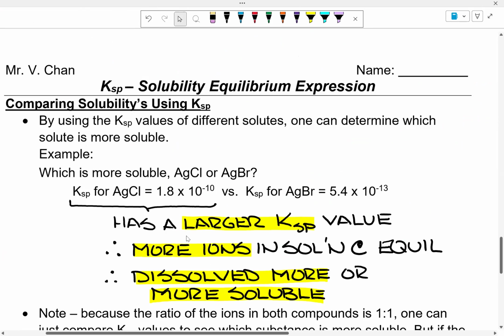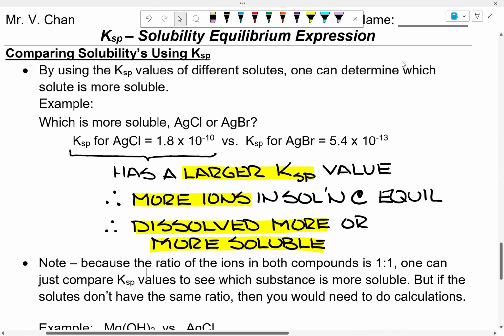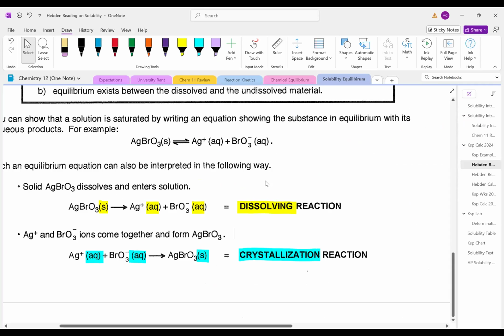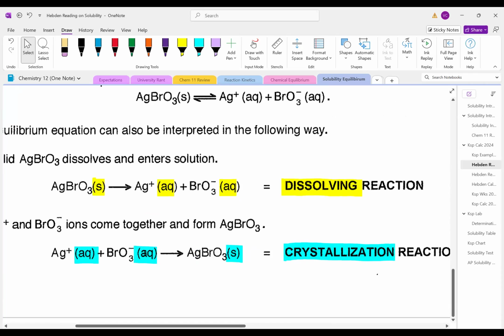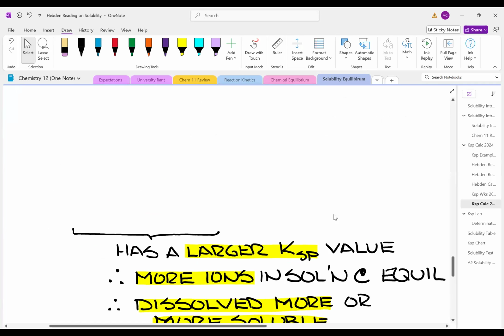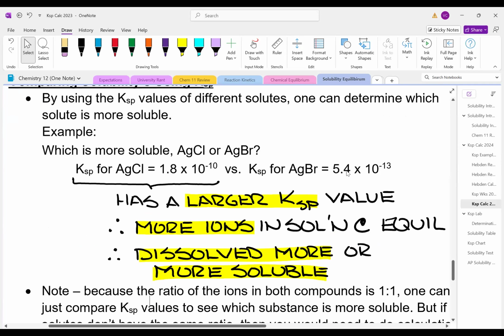Now, how does that relate to dissolve more or more soluble? Goes back to Hebden when I asked you to read the book. Remember equilibrium, you have a dissolving reaction versus a recrystallization reaction. Looking at this equilibrium, from left to right is dissolving, and from right to left is recrystallizing. If you have a larger KSP value, that means you have more ions, which means more of the forward, dissolving reaction. And so that's why I can say dissolve more or is more soluble.